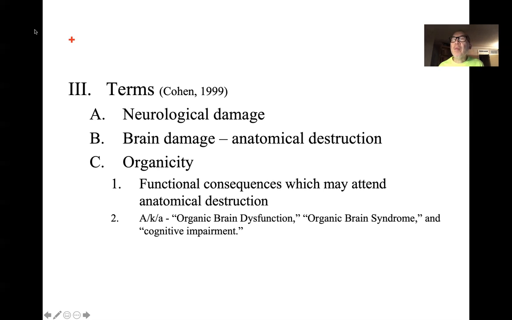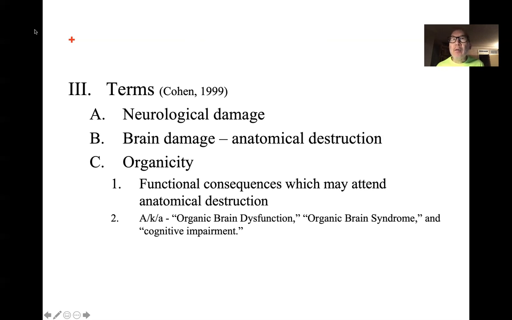So maybe because of a car accident, a certain part of the brain on a CAT scan or MRI is clearly damaged, or there's the presence of a tumor. So some kind of actual physical damage. That's what the term brain damage is usually meant to indicate. Specific physical damage.